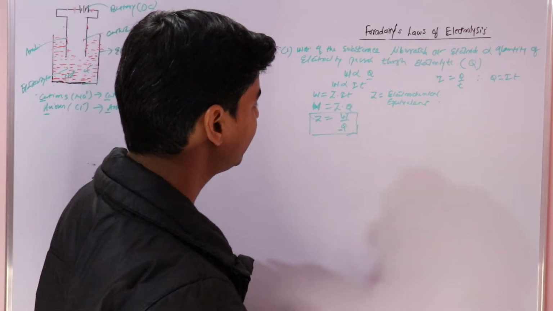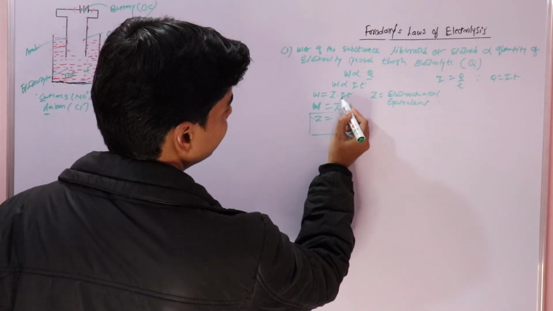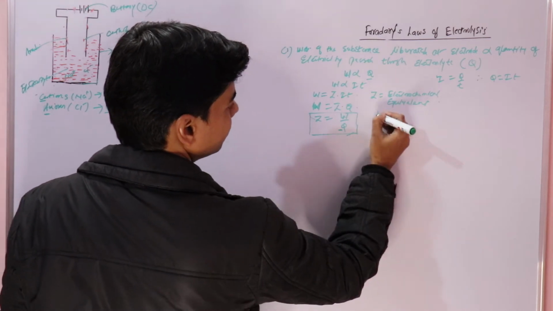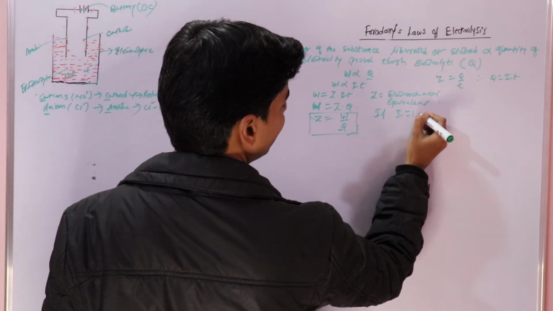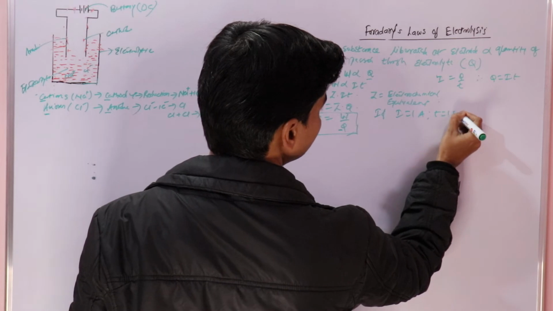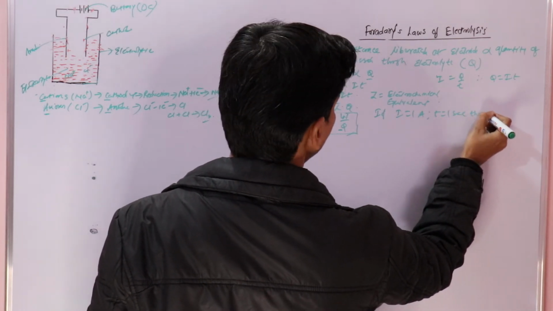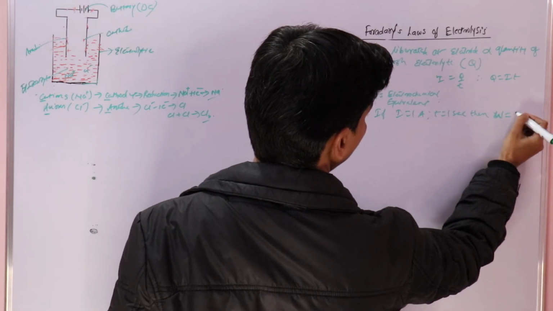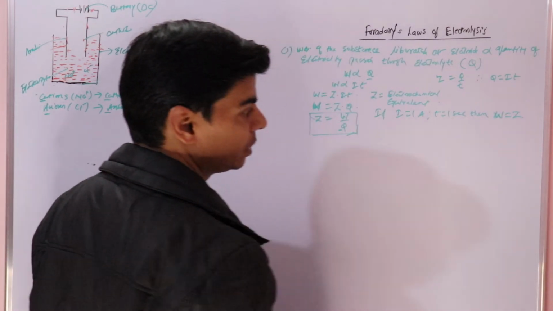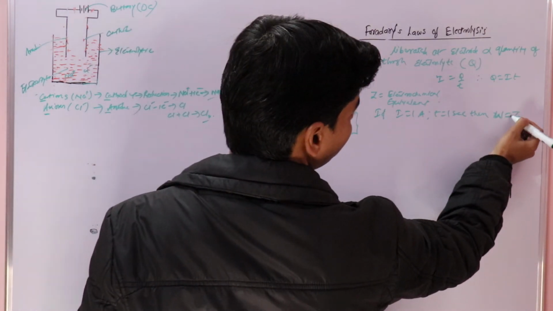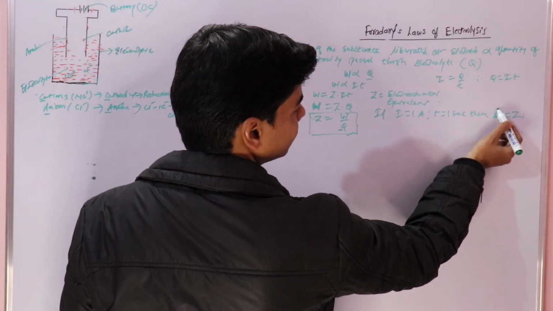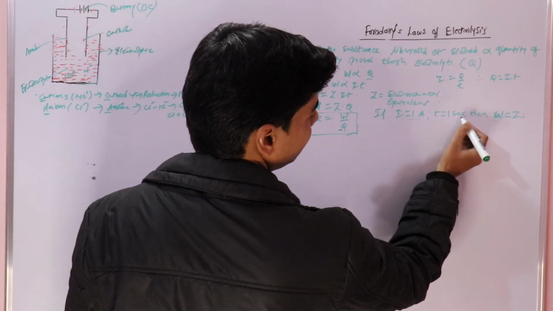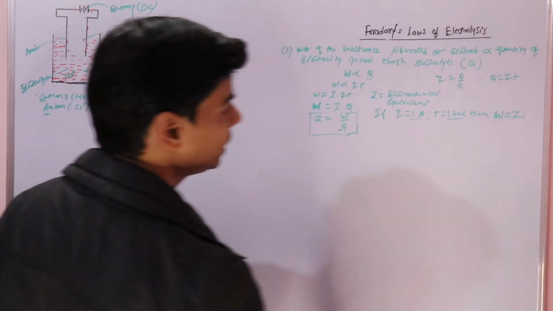Electrochemical equivalent, how can we define electrochemical equivalent? Let's see from these two relations. If I is equal to 1 ampere, T is equal to 1 second, then W, that is weight of substance liberated at electrode, would be equal to Z. So here we can define electrochemical equivalent as weight of the substance liberated at electrode when 1 ampere current is passed for 1 second, right?